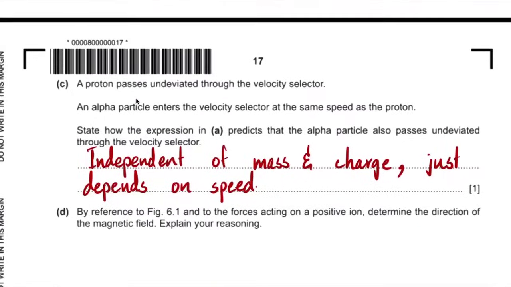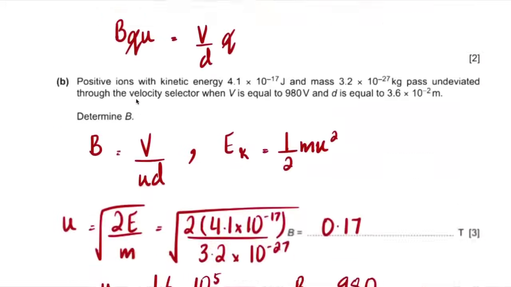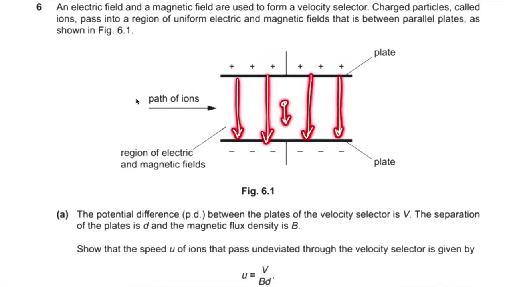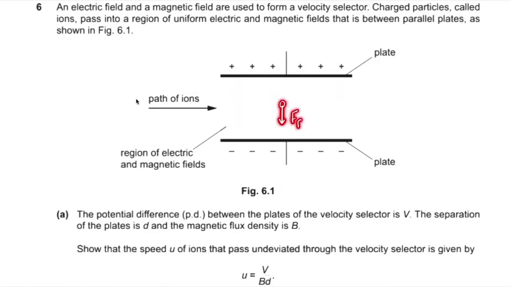By reference to 6.1 and to the forces acting on a positive ion, determine the direction of the magnetic field, explain your reasoning. So if you're talking about positive ions, I know that positive ions would be deflected like this, attracted to the negative plate. And you can also think about this in terms of the field lines, which would be positive to negative, and field lines just show the direction of force on a positive charge. So if I know that the electric force is downwards, then magnetic force would be upwards.